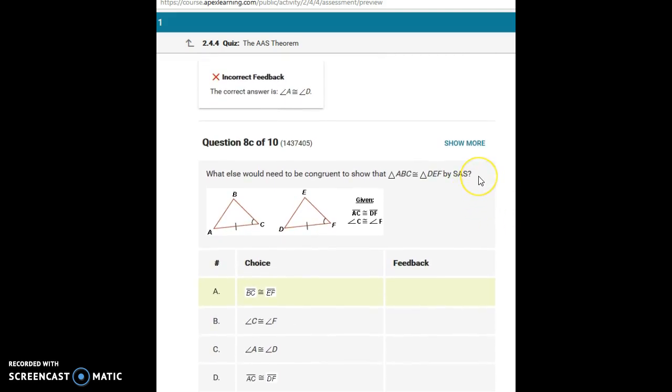Okay, let's just go to this one. Side, angle, side. This time they gave us a side and an angle, so we have to find another side. So what's our side? What's our angle? C and F. So C and F. And then they give us a side, and we have to find another angle.